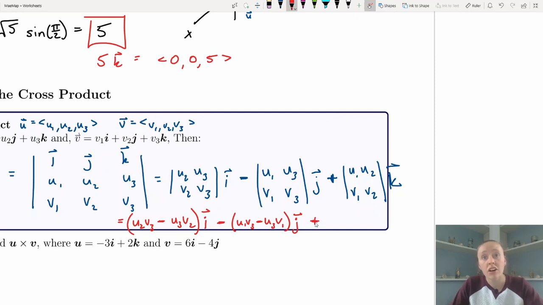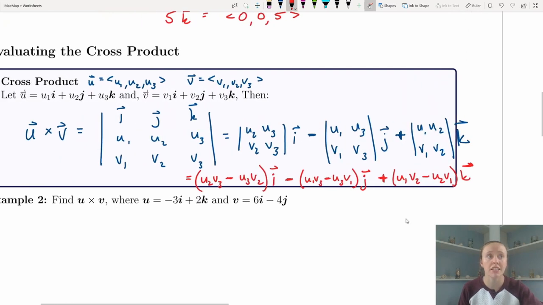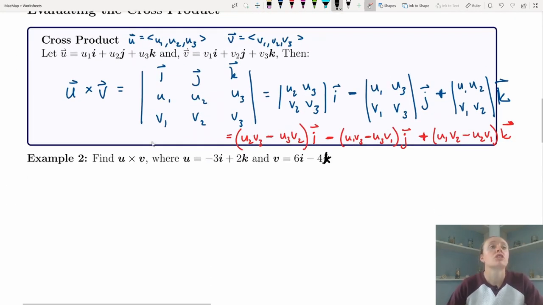And then I'm adding all of this to, again, that determinant times vector k: u1 v2 minus u2 v1 times vector k. So notice that the result of the cross product is a vector. Just for some practice, in example 2, we're going to find the cross product of u and v, where u is negative 3i plus 2k, and v is 6i minus 4k.